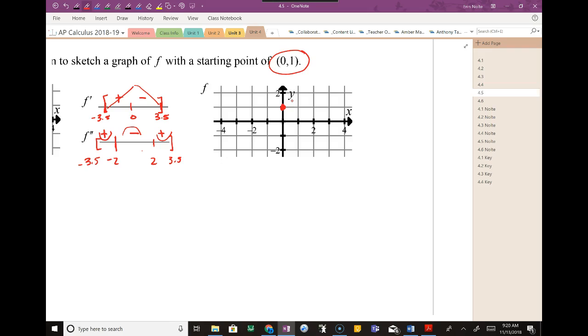Oh, the negative concavity? Right here, when we're looking between 0 and 2. Okay, so between 0 and 2 we have this sad face, so it's going to go down. Wow, that was a really bad curve.